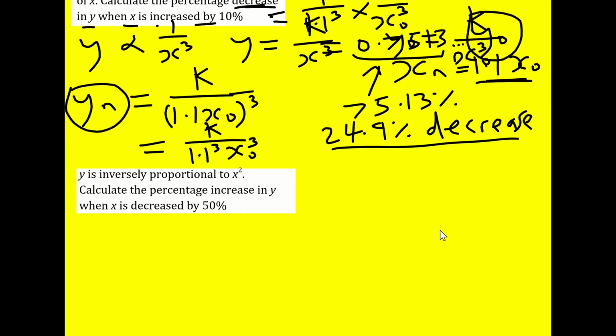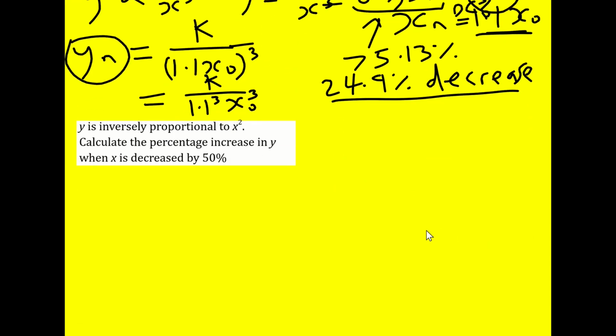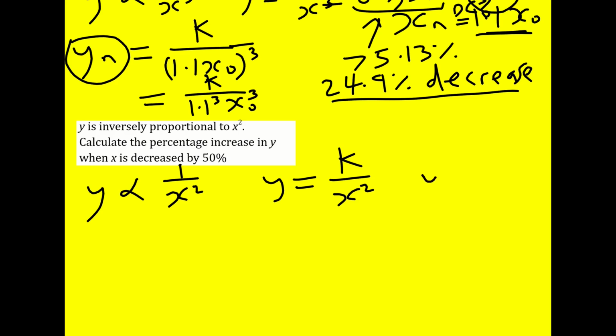Okay, one more very similar to this, just to practice it a little bit more. So now y is inversely proportional to x squared, so I can write this, and then I can write y equals k over x squared. Again, no values, so I can't work out what k is, that's all right. So now I've got that the original y is equal to k divided by the original x squared. And what am I doing now? I'm decreasing x by 50%. So my new x is going to be 0.5 times my old x.